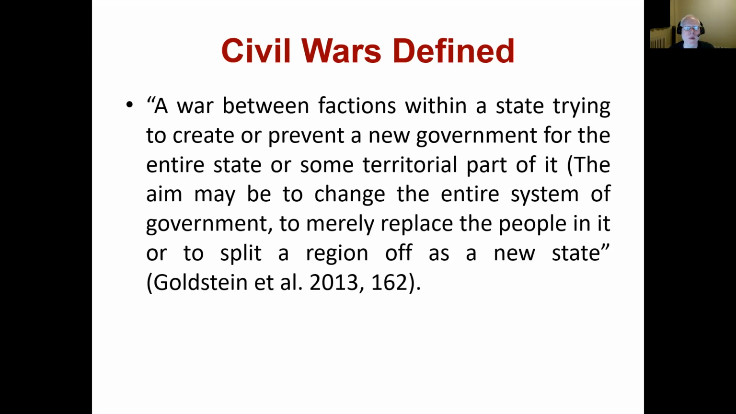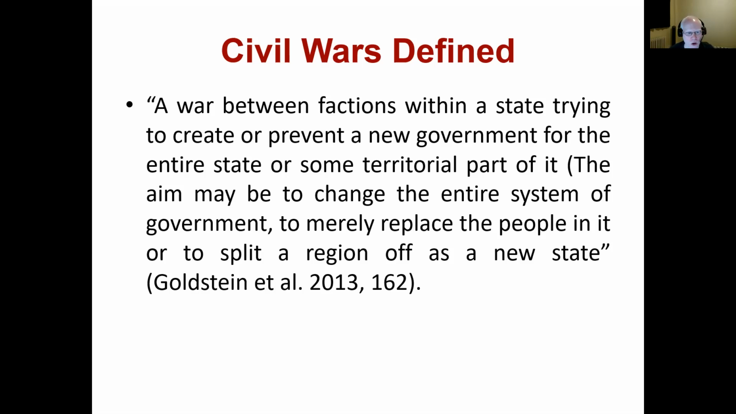So it's against, remember, the central government. It could be to create an entire new system. If it's a particular form of government, it's to overthrow and change the entire system of government. So it could be, for example, a civil war to topple an authoritarian, non-democratic government and install democracy. So you could have a civil war to change the entire system of government.